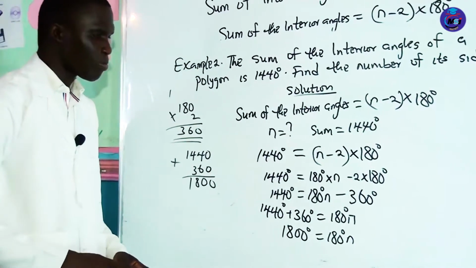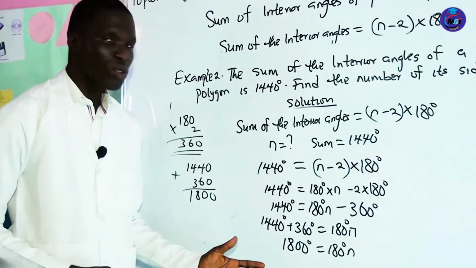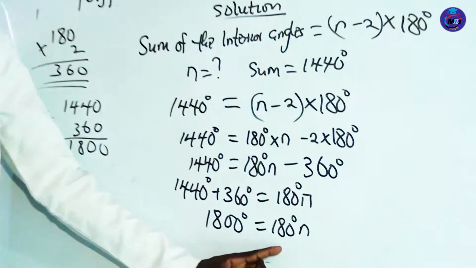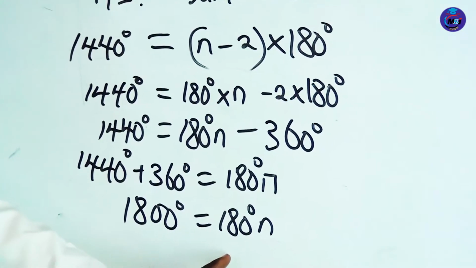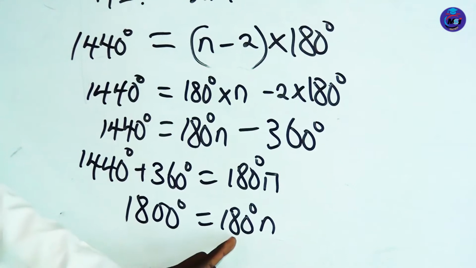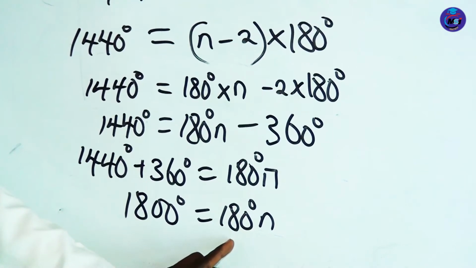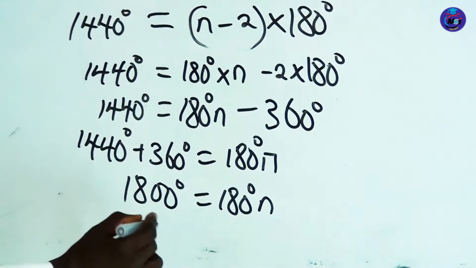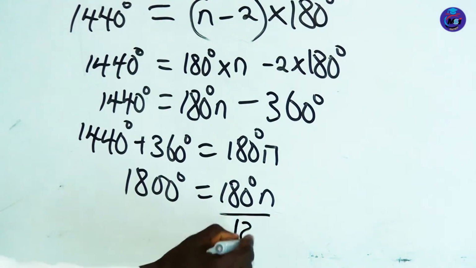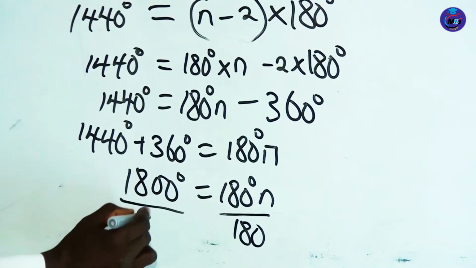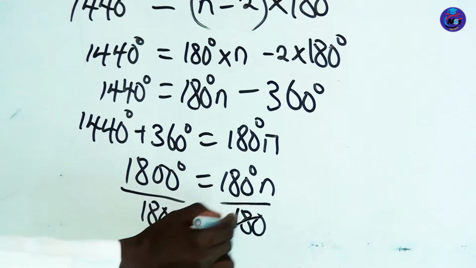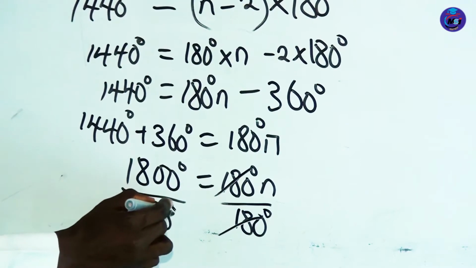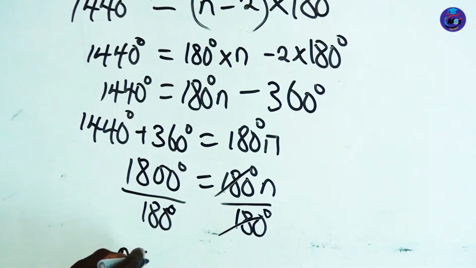Now remember, from our module 1, if you are really following me, I told you that if you have something like this, you have to look for a number that you will use to eliminate this 180. So what is that number? Can somebody remind me? Okay, 180. So you divide both sides by 180. We cancel 180 degrees. Okay.